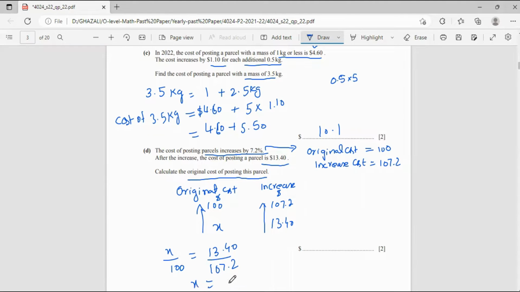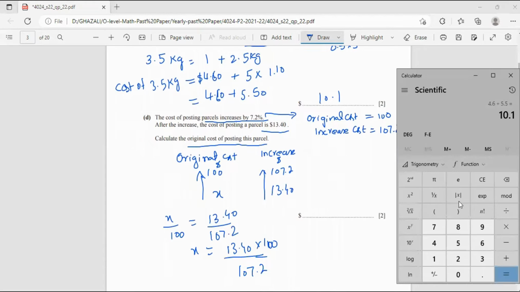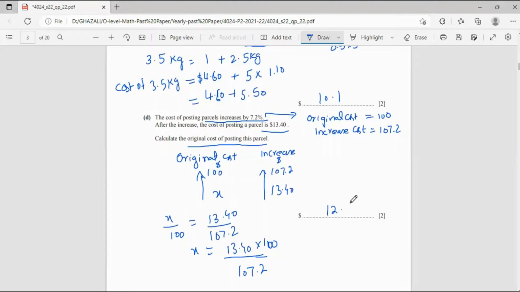Now we solve it. X equal to 13.40 multiply 100 over 107.2. Calculate it. 13.40 multiply 100 divided by 107.2, it would become 12.5.